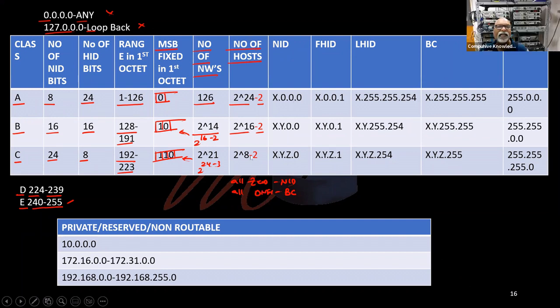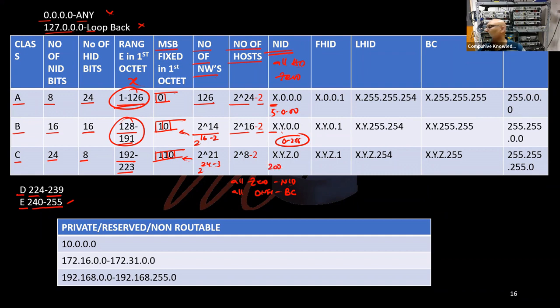Same thing I wrote again here. That's why this minus 2. So this is the network ID. See, instead of X, what is this X here? This is X, correct? 1 to 126. X is 128 to 191. This is X. Then what are Y and Z? Y and Z can be anything, 0 to 255. Network ID means all host ID bits are zeros, like 5.0.0.0, 200.0.0.0. See, Y and Z can be zero also.